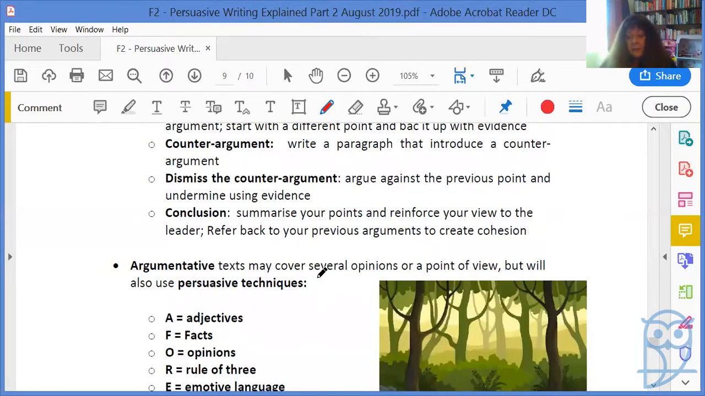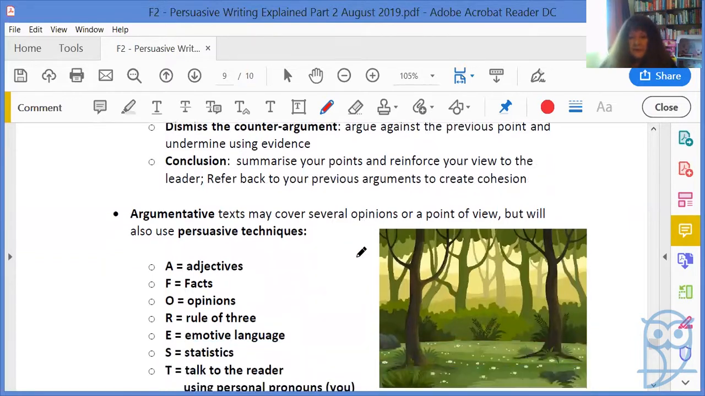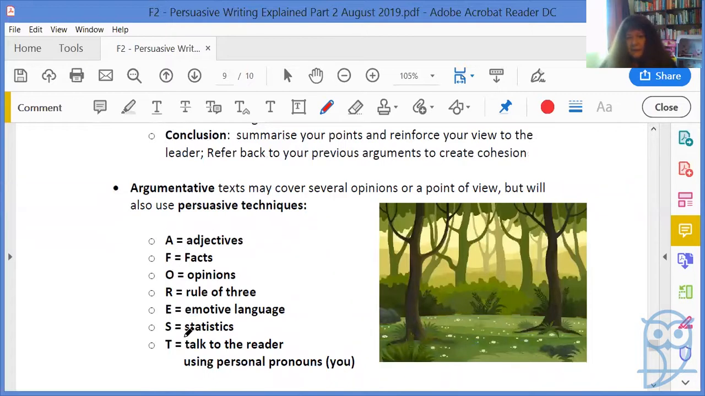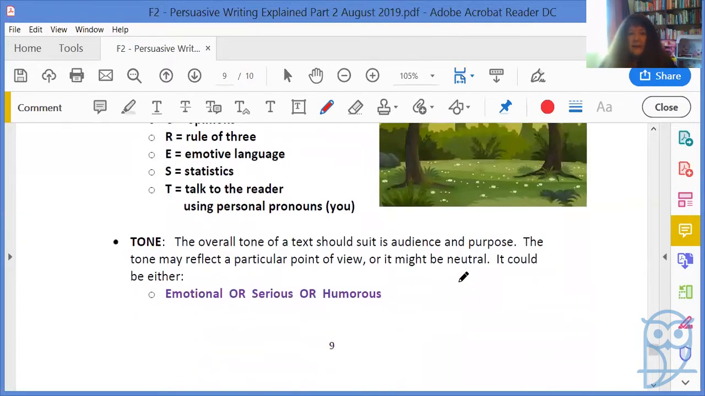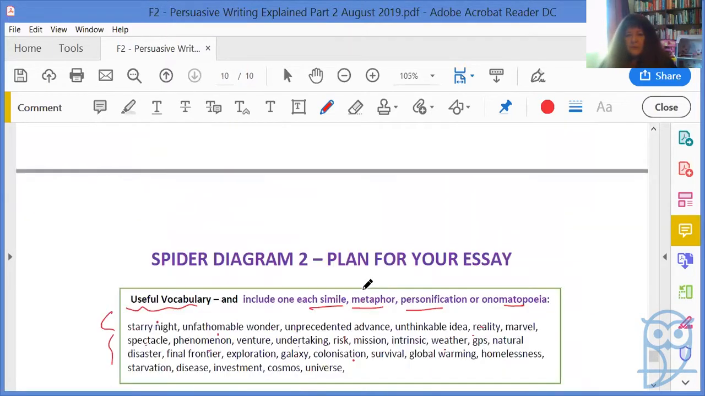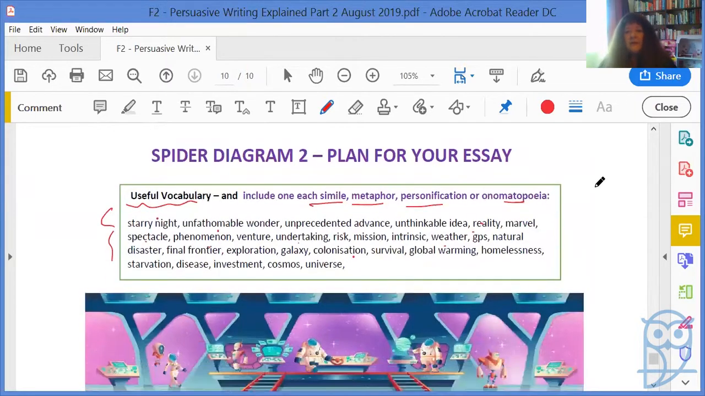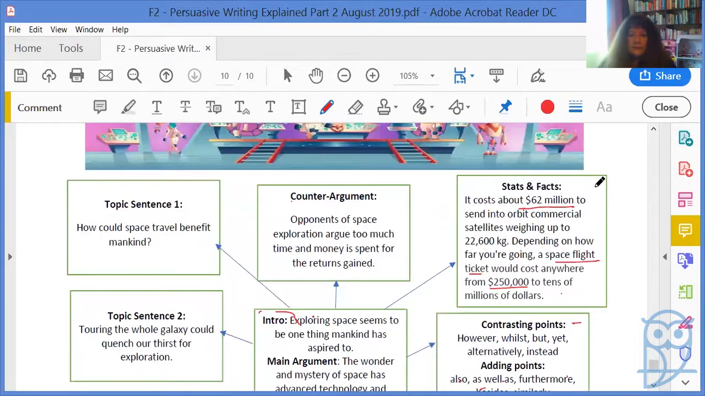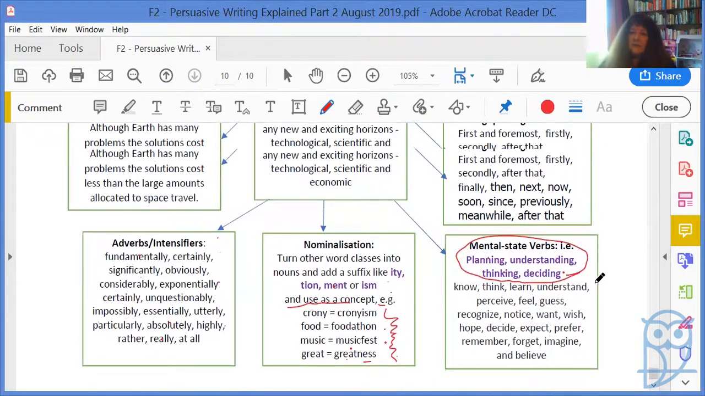Argumentative texts may cover several opinions or points of view, but they will also use the persuasive techniques, which you'll find are A Forest. That's the acronym for them. A, adjectives, F, facts, O, opinions, R, rule of 3, E, emotive language, S, statistics, T, talk to the reader using you or we. So it's A Forest, and that's how you remember those persuasive techniques. Again, just briefly mention the tone. It might reflect the particular point of view, or it might be neutral. Emotional, serious, or humorous are always good to use. Now, if you want to get a copy of this spider diagram, you can send me a web chat. Okay? This will really help you in doing your essays in future.